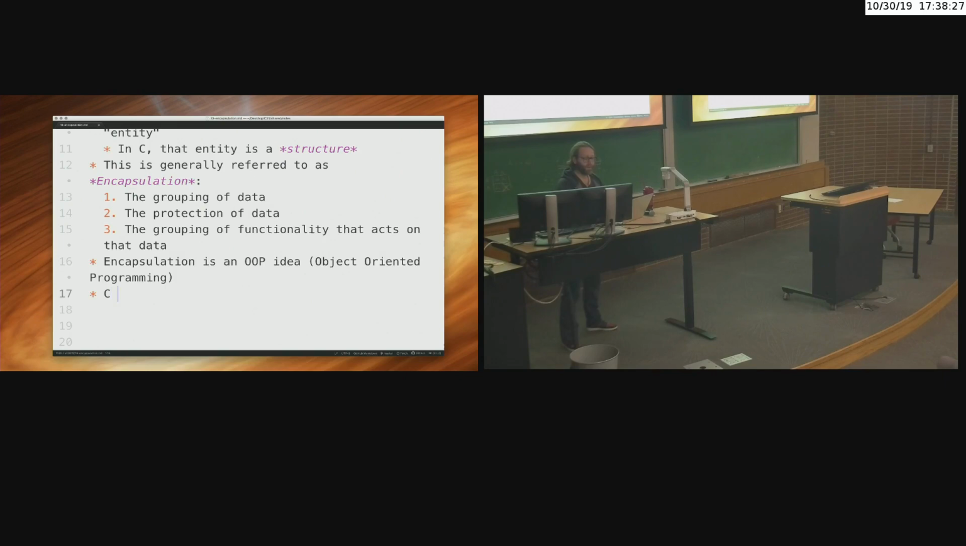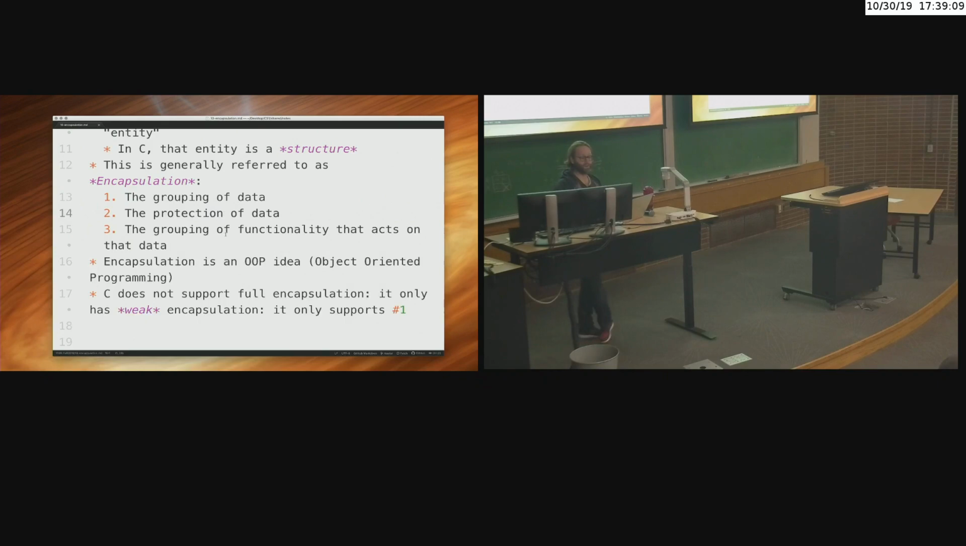Unfortunately, C does not support full encapsulation. It only has weak encapsulation. I don't know if that's an official term or not, but that's what I call it. It only supports number one, the grouping of data. There are conventions to try to protect data. For example, beginning a variable with an underscore is a big hint that you should not be using this variable, that it is an internal variable. I'm trying to protect it. Please don't touch it. But if you touch it anyway, then that's on you. That's undefined behavior as far as the library is concerned.